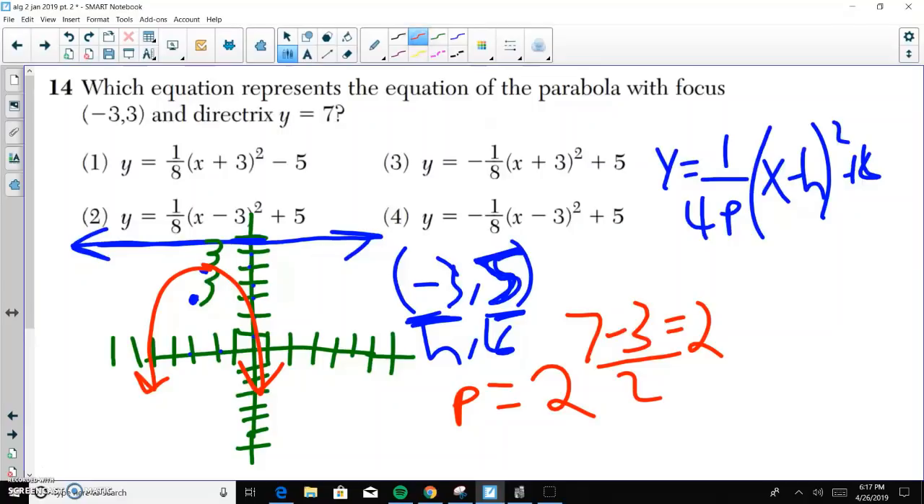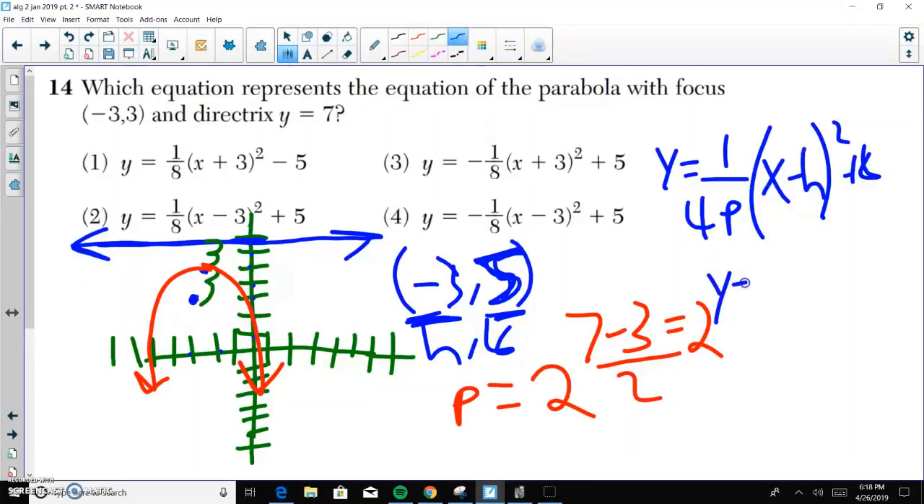Okay, and it would be going like that because the directrix is at the top. So when the directrix is at the top, the parabola is going to point downward. That's definitely good to know with this problem.